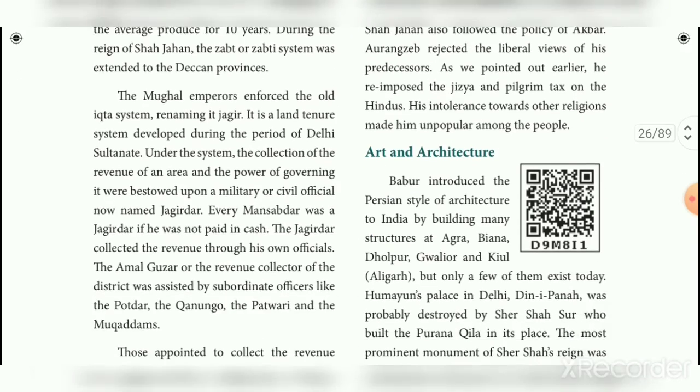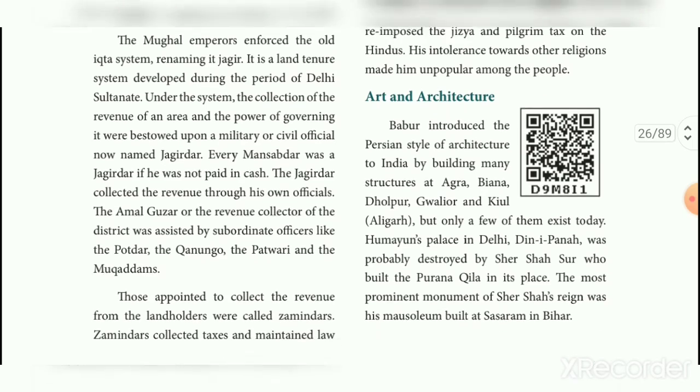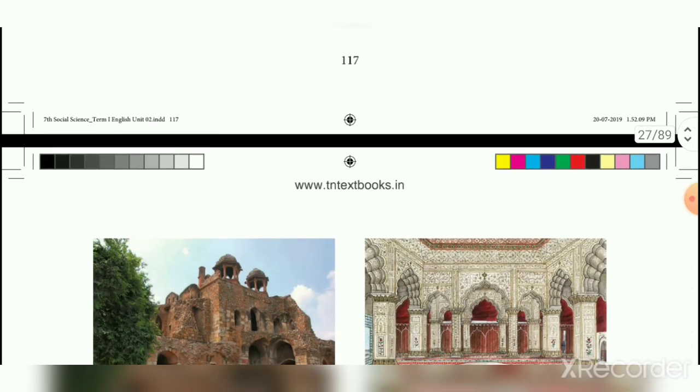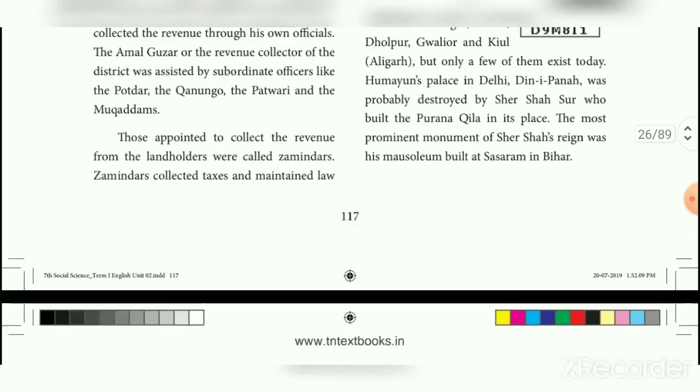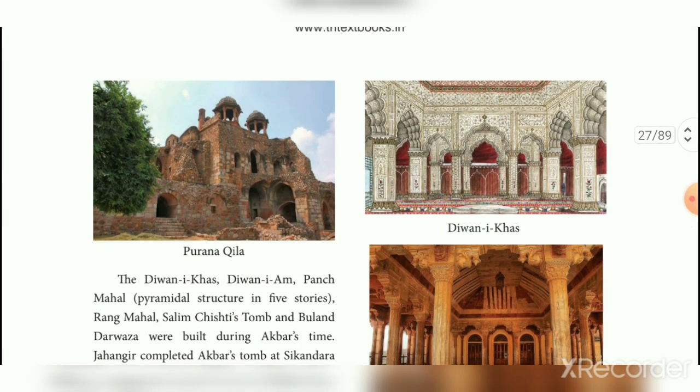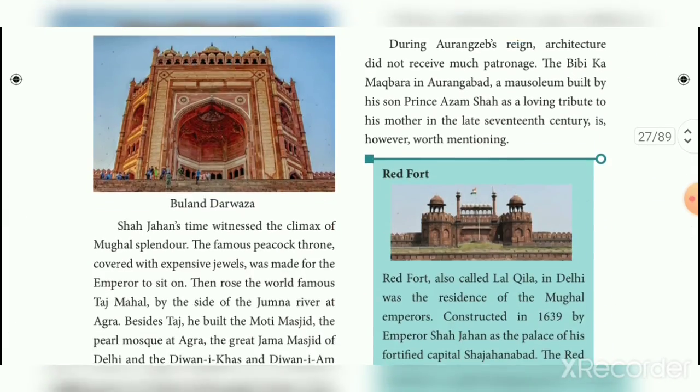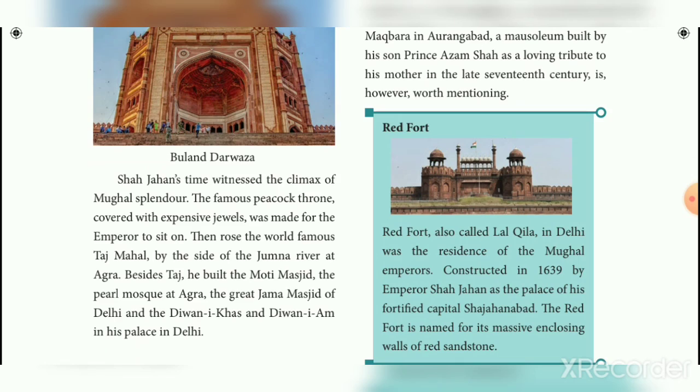And we have learned about the art and architecture of the Mughals. Babur introduced the Persian style of architecture. Then after that, Akbar established many buildings, and Shah Jahan established the great Taj Mahal, Red Fort, and so on.